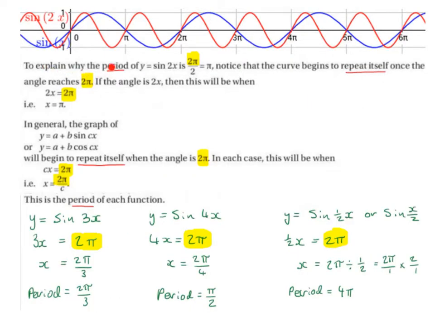To explain why the period of y equals sine of 2x is 2 pi over 2, which equals pi, notice that the curve begins to repeat itself once the angle reaches 2 pi. So if we have a look at our graph on top, the blue curve is y equals sine of x, and the red curve is y equals sine of 2x.